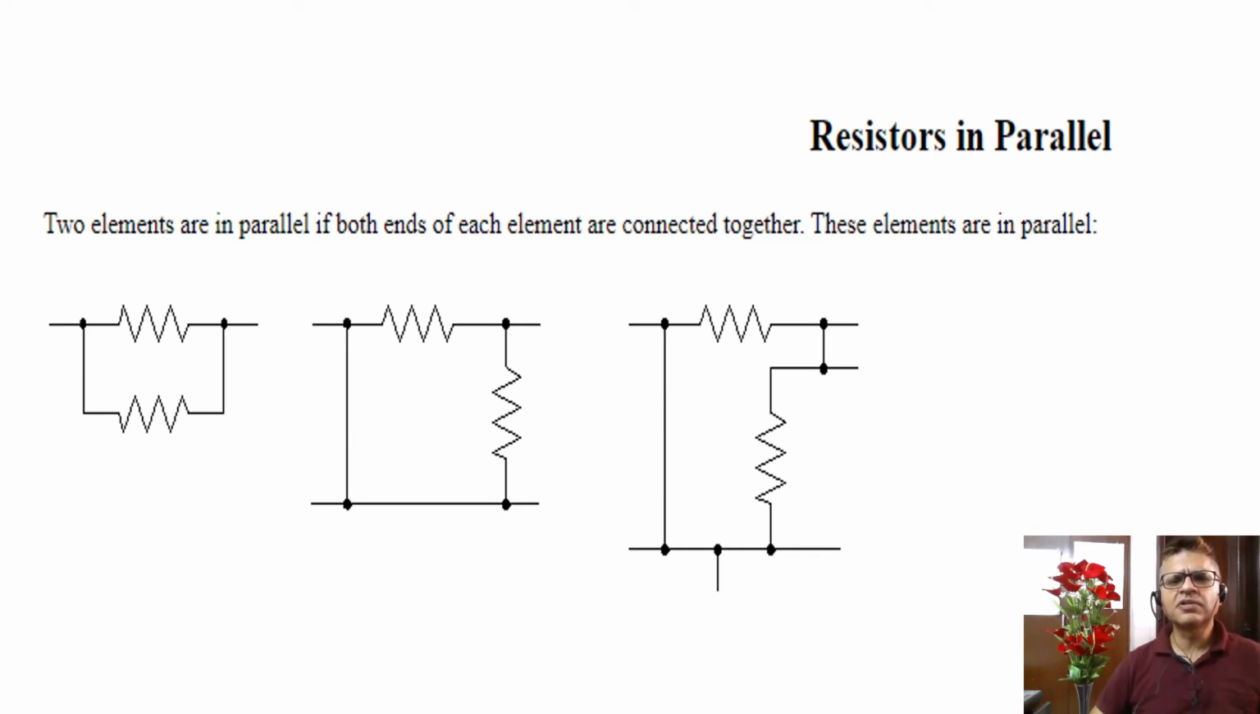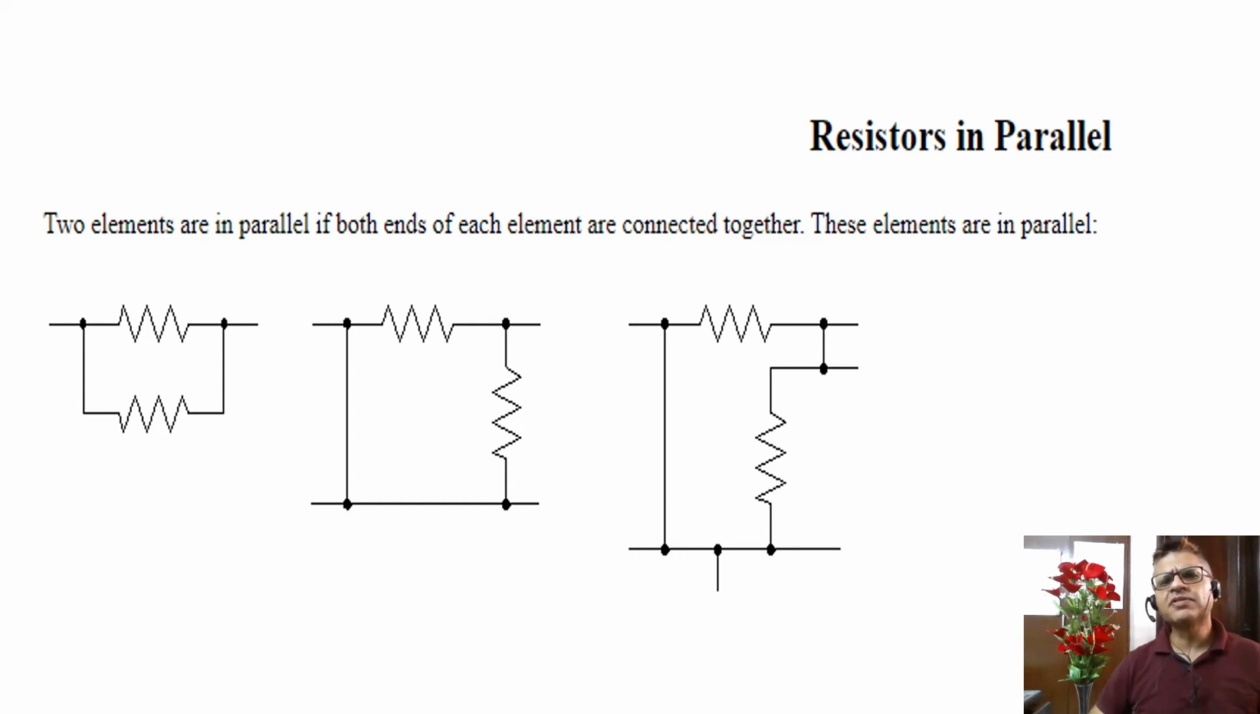Go to figure number 3. This is also parallel, but if you look at it very carefully, it is so different from figure number 1, and this is what creates confusion in the mind of students. Figure number 1 is very simple to understand, but when it comes to figure number 2 and 3, your life becomes a bit tough.